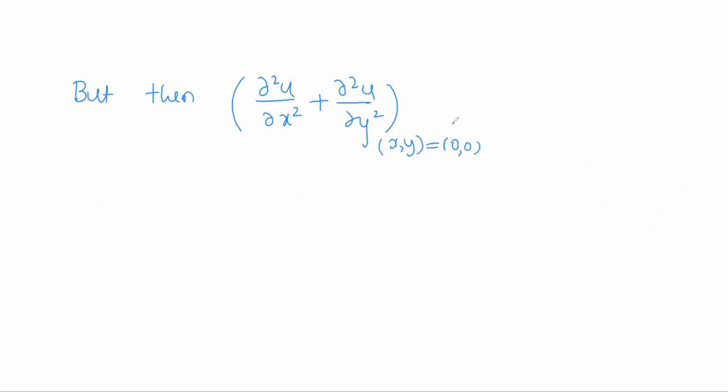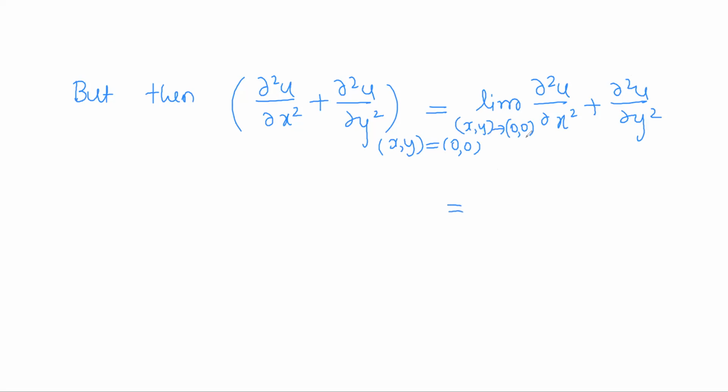The value of this function at this point will be equal to the limit of ∂²u/∂x² + ∂²u/∂y² as (x, y) approaches (0, 0). So this is by continuity of this function, right?